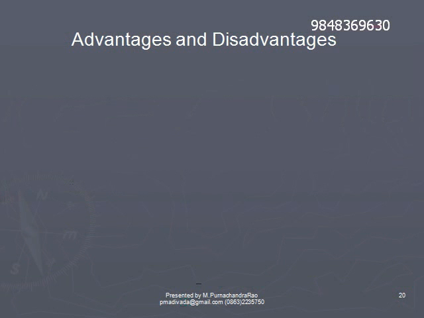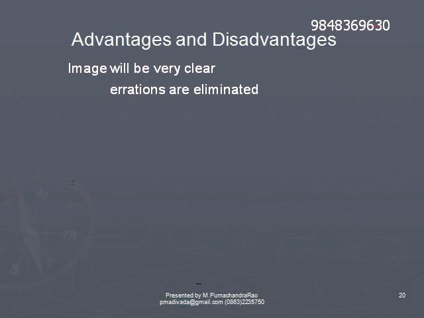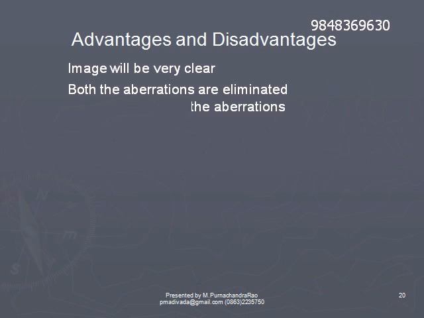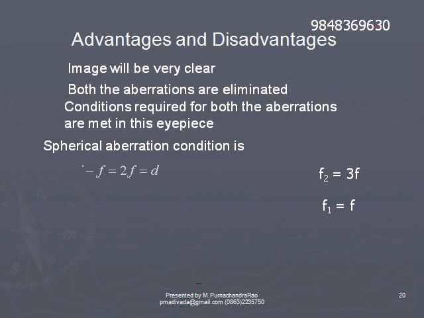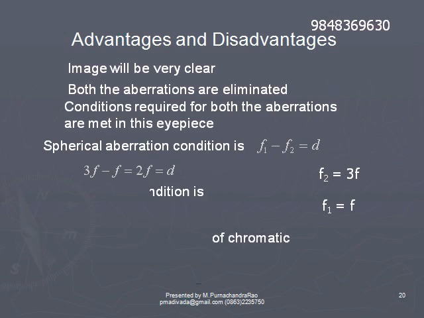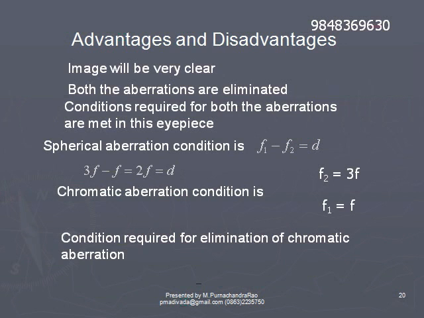The advantage of this eyepiece is that the image will be very clear because both the aberrations are almost eliminated. The conditions required for spherical aberration and chromatic aberration are met in this eyepiece, because f1 is equal to 3f and f2 is equal to f. Therefore, f1 minus f2 is equal to 2f, which is the actual distance between the two lenses. This is the condition required for the elimination of spherical aberration.